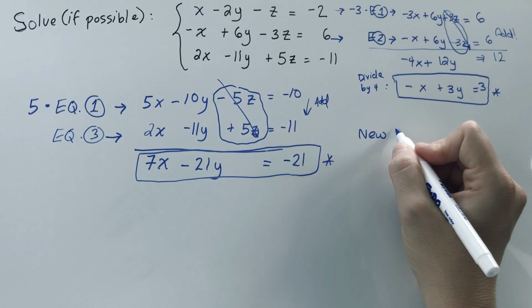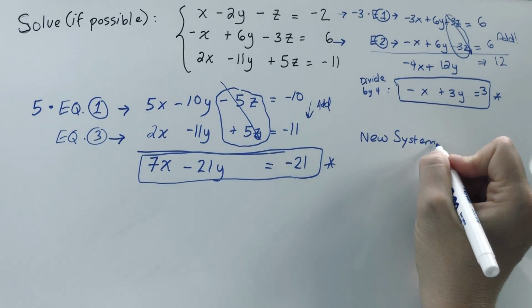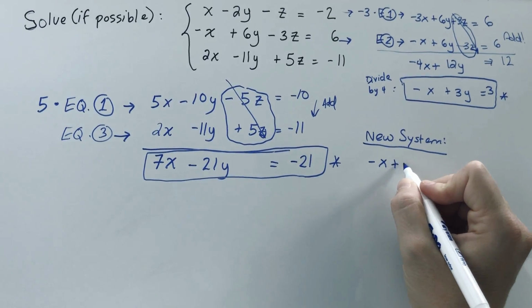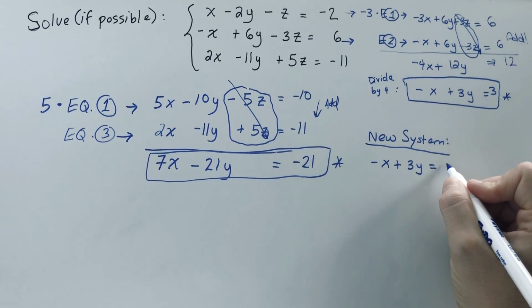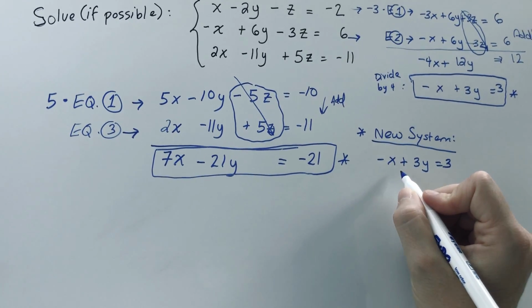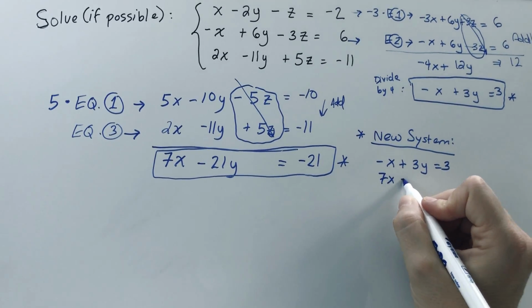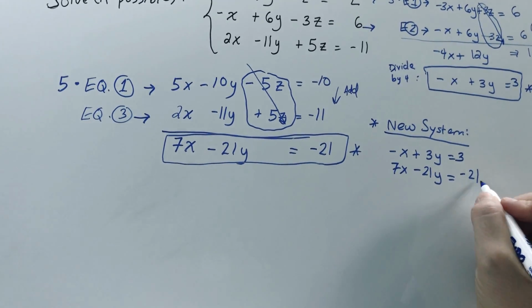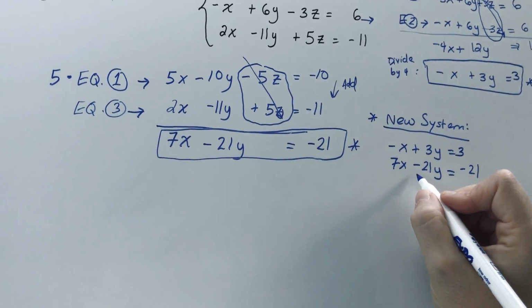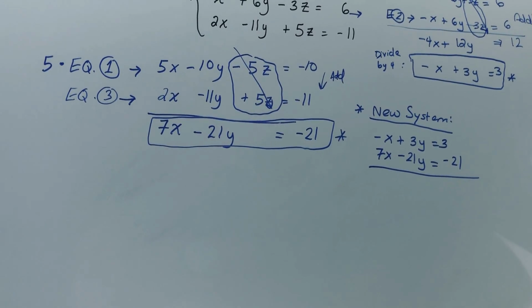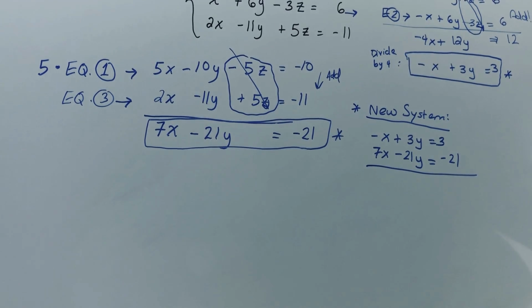So our new system with just x and y would be negative x plus 3y equals 3. I'm going to put a little star so you can see where they came from. And 7x minus 21y is equal to negative 21. Okay, so with that system, you can use substitution or elimination, whichever you prefer, to solve for x or y.